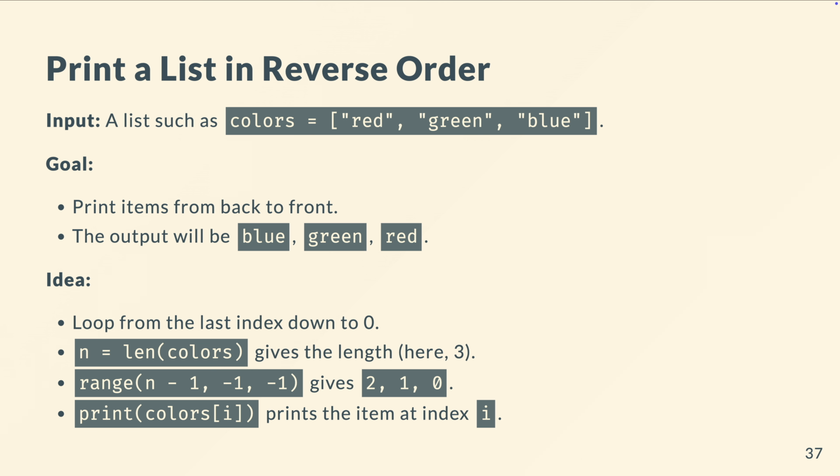Here is the idea. To go backward, we loop over indexes from the last index down to 0. Let n be the length of colors. Here, n is 3. In range, the 3 arguments are start, stop, and step. The start is n-1, so the start is 2. The stop is -1. The range will stop before -1. -1 is not included. The step is also -1, which means counting down. Thus, the range gives indexes 2, 1, 0. Finally, we print colors at index i each time.